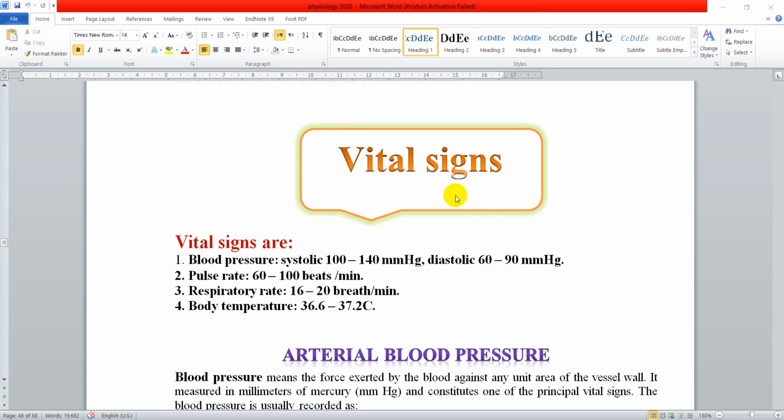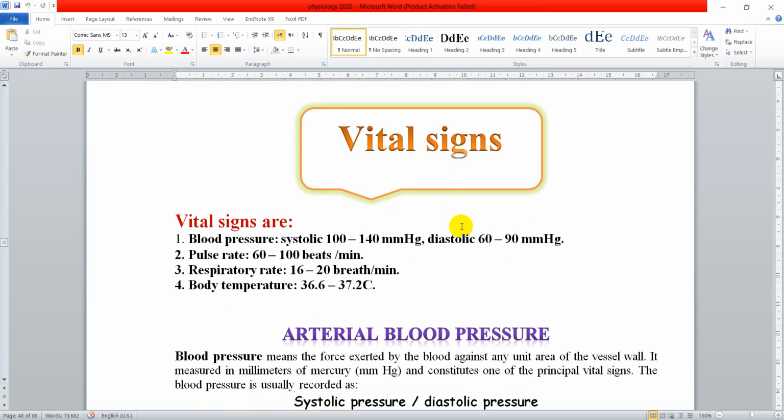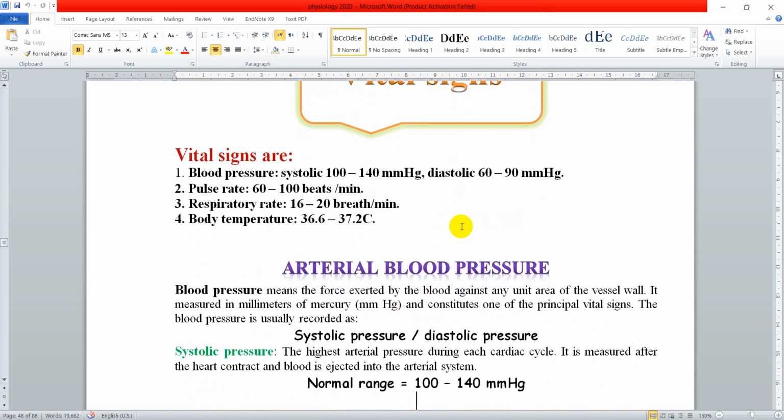السيستول يعتبرونه الهاي واللو هو الدايستول. Diastole 60 to 90 millimeter mercury. Sure, this is also called the gold range, but there is a range plus minus. The gold range is 120 in systole and 80 in diastole. But there is a wide range among all people.